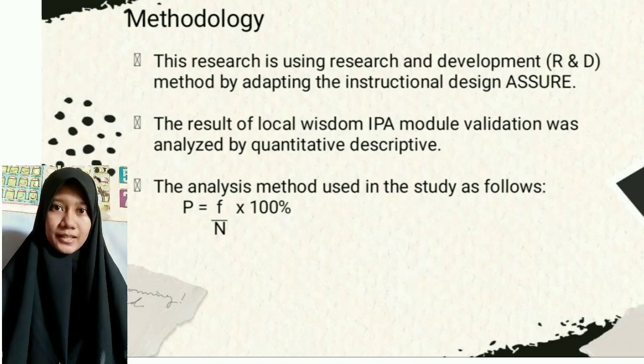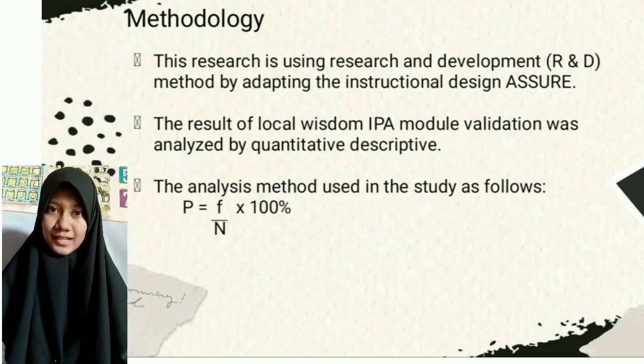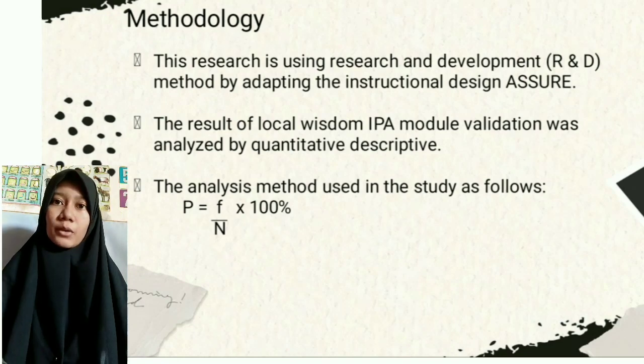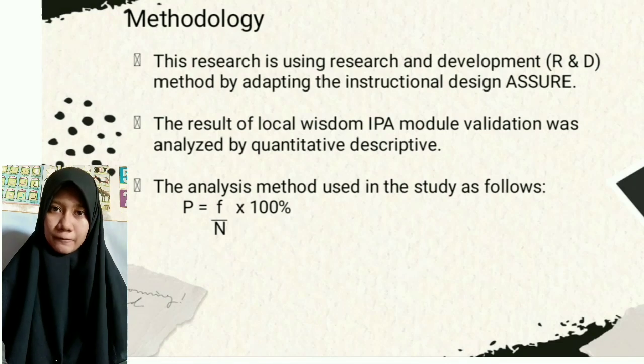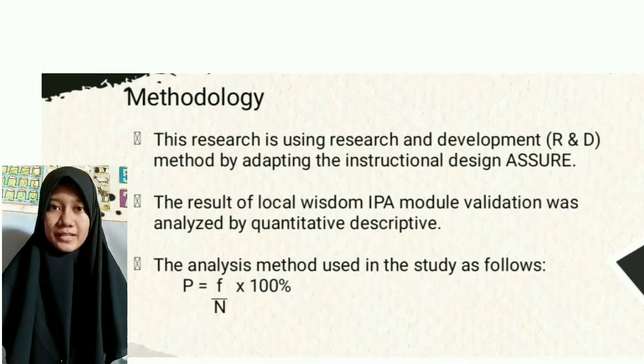The data obtained in this research is the result of validation of the local wisdom-based IPA model and the result of the student science literacy test. The result of the local wisdom IPA model validation was analyzed by quantitative descriptive. The analysis method used in the study is as follows: P equals F over N times 100%. Where P is the percentage of eligibility of the model, N is the maximum number of score, and F is the number of score obtained.